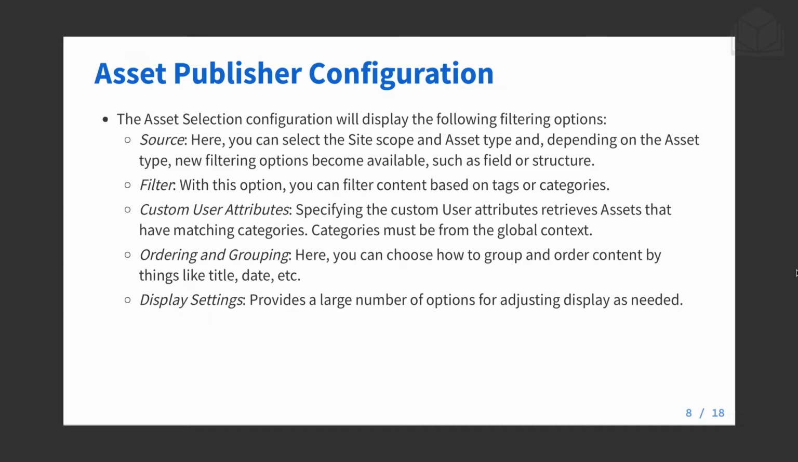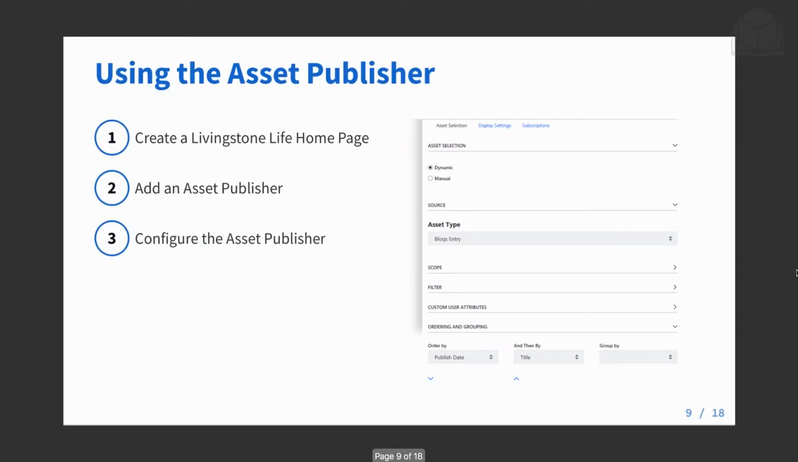All right. So what we're going to do is add our asset publisher to our Livingston Life page, and we're going to set up the configuration, not add any content yet. We'll get to that a little bit later, so that we can set it up in preparation for our regularly published blogs that will be coming in, and we'll look at that in a later chapter. So let's go ahead and look at setting this up together.